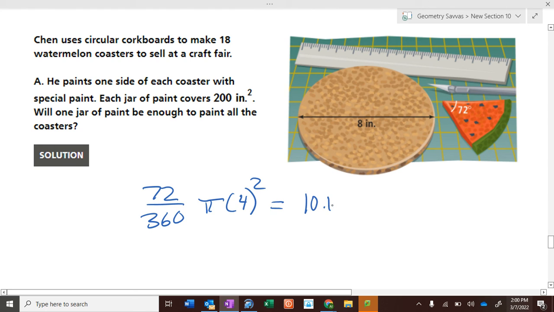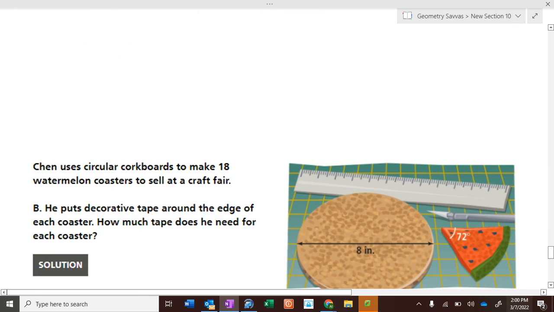So if we have 10.1 here, okay, how many coasters is he making? 18 of them, right? If we take this times 18, that'd be 181.8. We're just taking 10.1 times 18, right? Yeah, 181.8. Does he have enough paint to cover all of them? Yes. Because if he has 200, 181.8 would be enough.